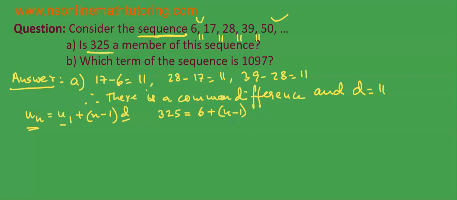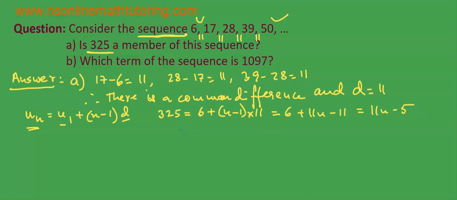Okay. If n is having a fractional value or a negative value, then straight away we will say that it is not a member of the sequence, because we know that n can have only positive integer values or natural number values. Okay. So 6 plus n minus 1 times 11. And if I just open this parenthesis, I get 6 plus 11n minus 11, which is equal to 11n minus 5.